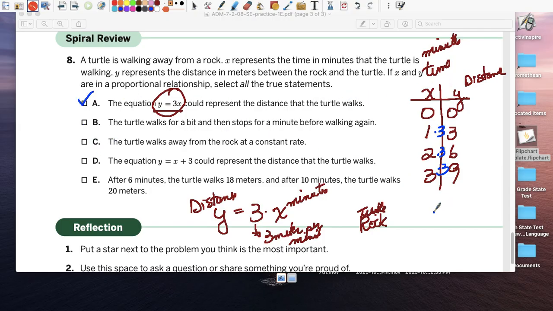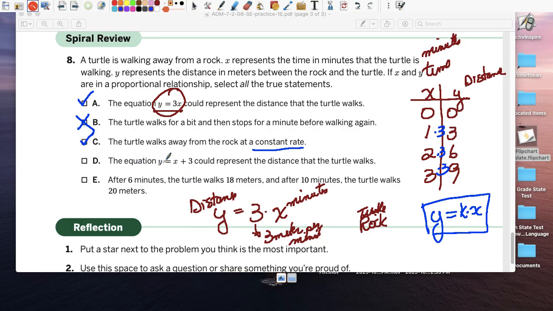And remember what a proportional equation looks like. It's always going to come in this format. No plus, no minus anything, right? So y equals kx, and that equation represents a proportional relationship, so that's good. The turtle walks for a bit, then stops. Okay, right there, that's enough. If it's proportional, it's the same pace, not stopping. It's just walking and walking and not stopping. Right? Because once you stop, everything changes. The turtle walks away from the rock at a constant rate, and that's exactly what I just said. Same pace. So this one is good.